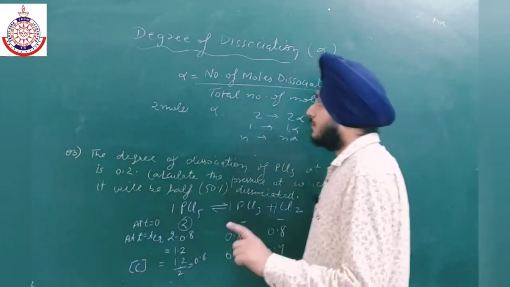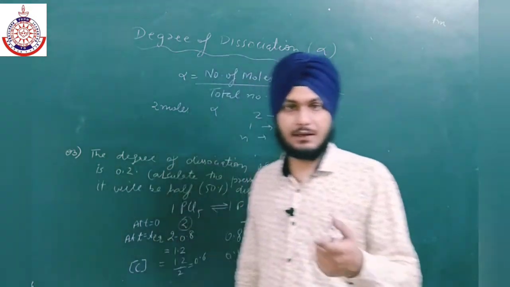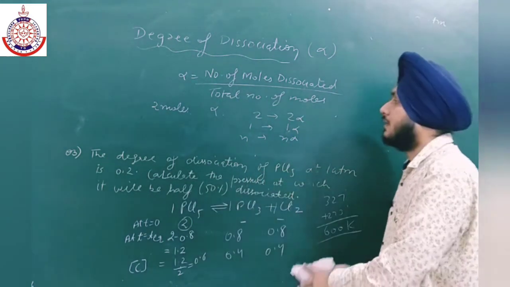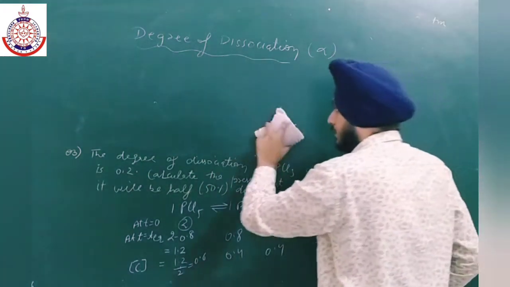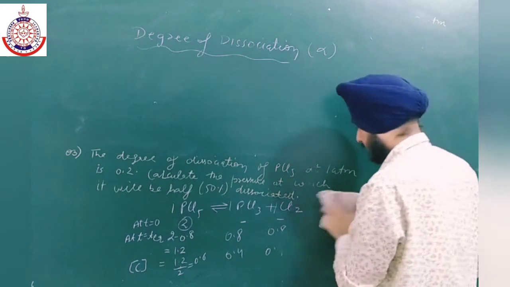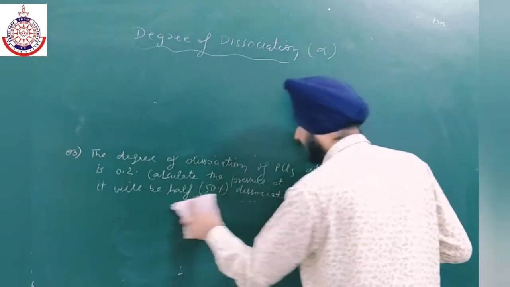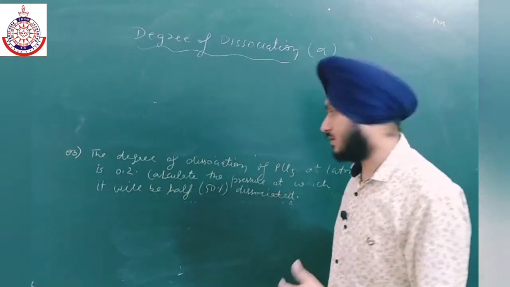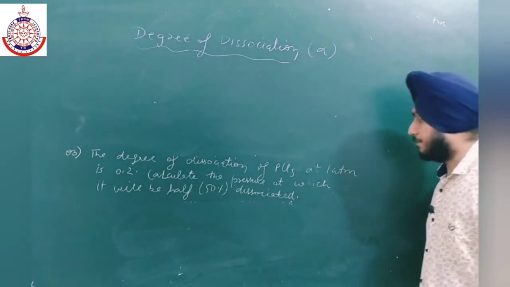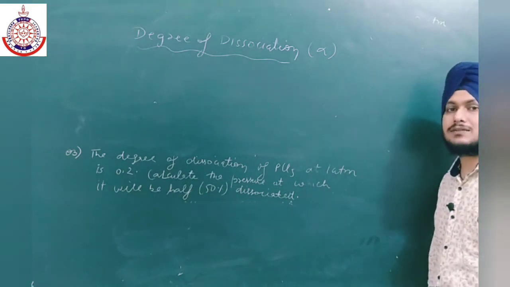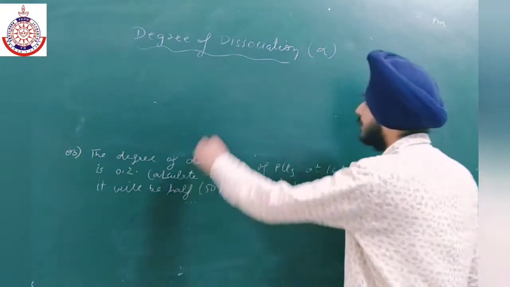So firstly we should multiply the number of moles with the alpha value. Let us do this numerical. Degree of dissociation is number of moles dissociated divided by the total number of moles. The degree of dissociation for PCl5 at 1 atm, so the total pressure is given to us as 1 atm, is 0.2. So alpha is given to us as 0.2.